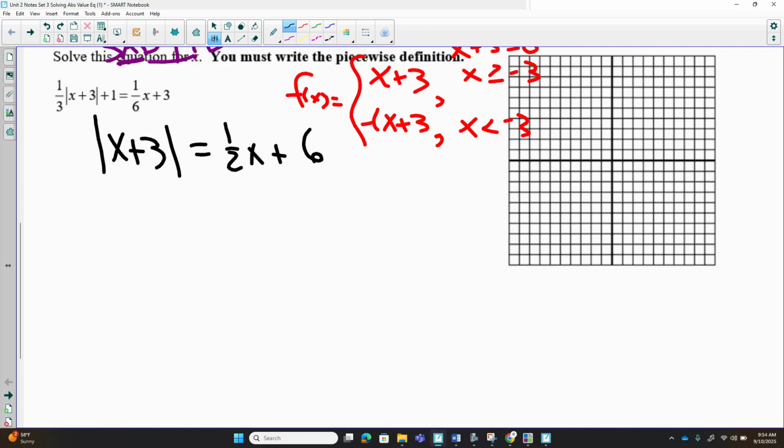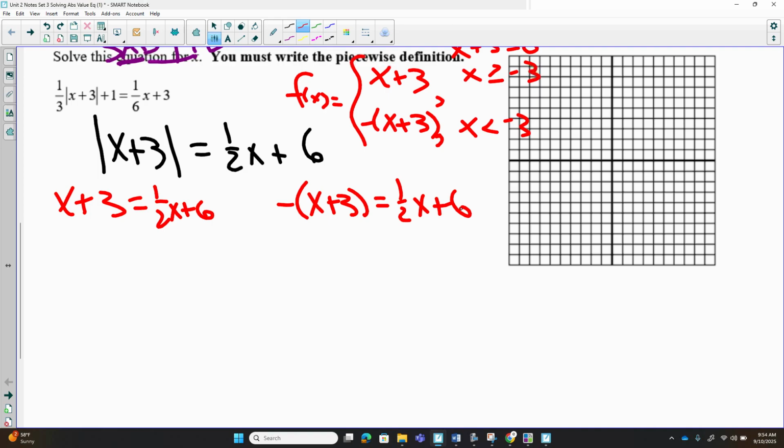Once we have it isolated, we have two equations. So we go back to our piecewise. We take a look. I put an x plus 3 on this side and a negative x plus 3 on the other side. Set them equal, and then write the 1/2 x plus 6 on this side, and the 1/2 x plus 6 on this side. See how it flows? It's a nice flow. In this case, I'm talking about the positive, and I'm talking about the negative, very similar to our piecewise. It flows well. All right, now, solve the equations.